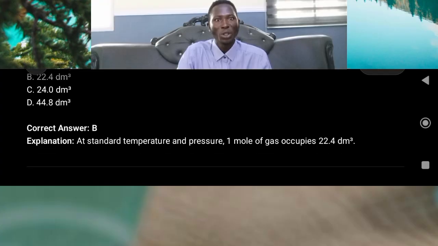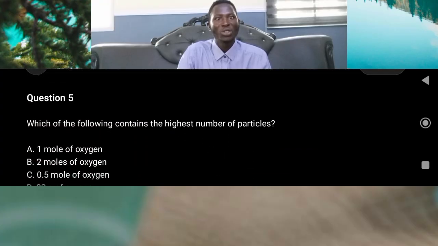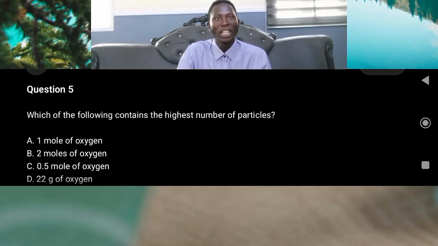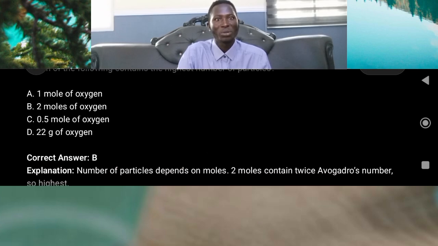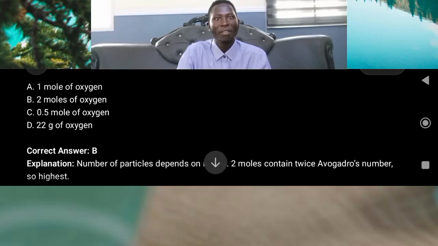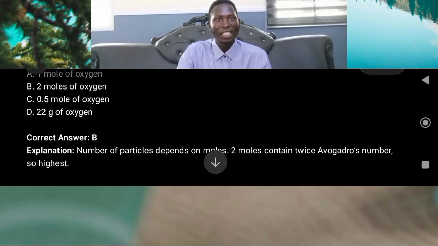Now let's move on. Question 5 says which of the following contains the highest number of particles? A, 1 mole of oxygen; B, 2 moles of oxygen; C, 0.5 mole of oxygen; and D, 22 grams of oxygen. So what will be the correct answer in this question? The correct answer is B. The explanation here is number of particles depends on moles. 2 moles contain twice Avogadro's number. So B is the correct answer.